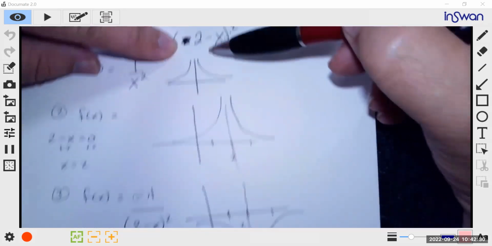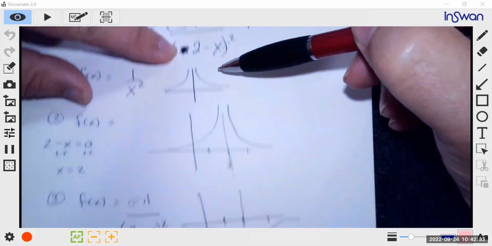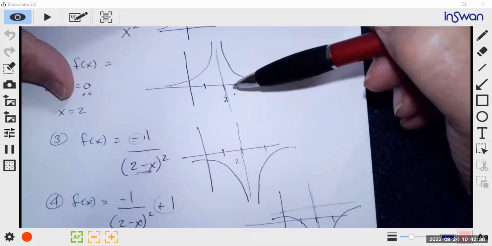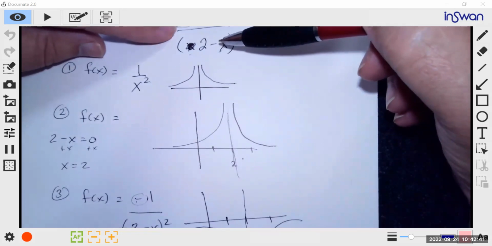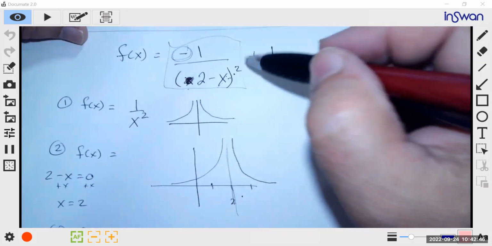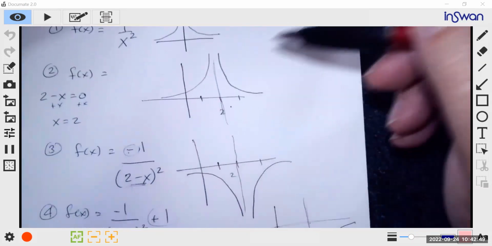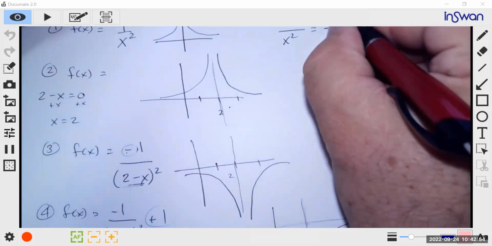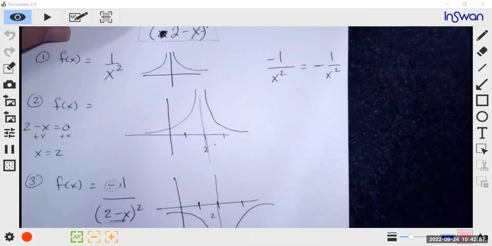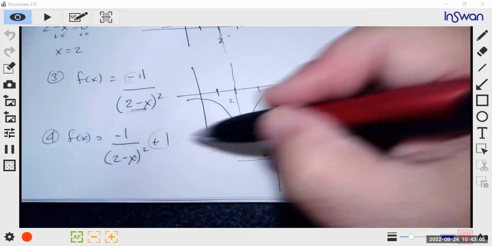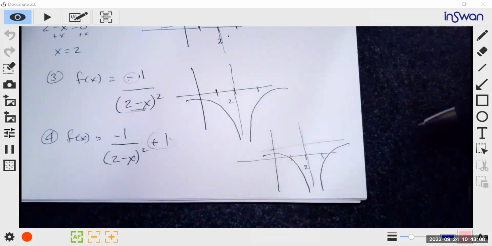Then we have to look at what happens to x. 2 minus x, set that equal to 0. That's your horizontal shift, so that's 2. Then right now we're looking for positive or negative. Since it's negative up top here, the whole thing's negative, because negative 1/x² is the same thing as negative 1/x². So because it's negative, I have to flip it over, and then I can look at the vertical shift: goes up one.